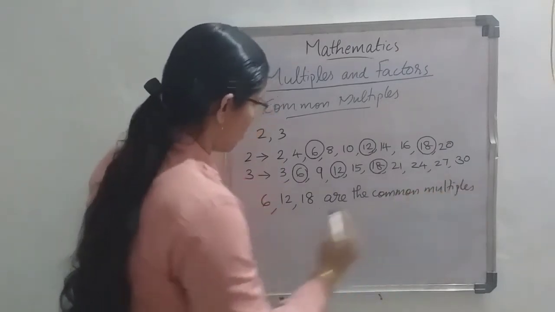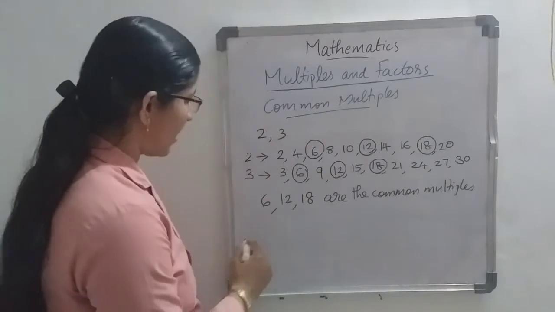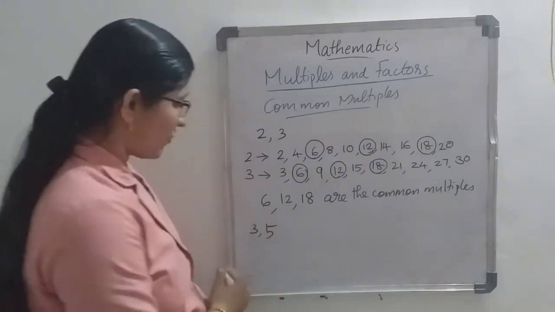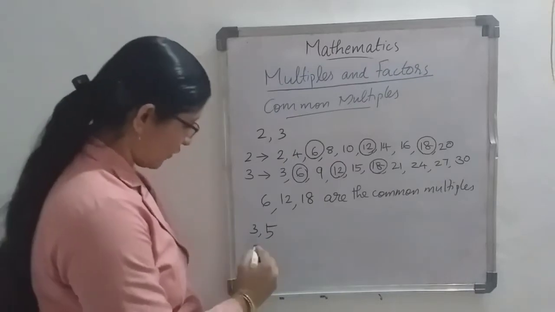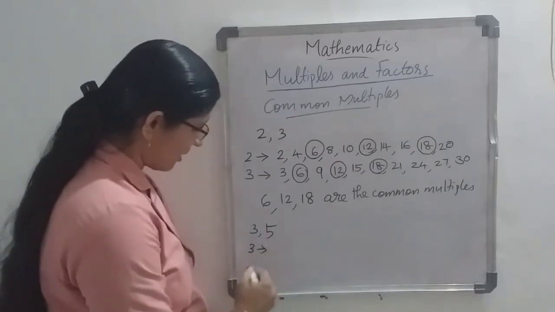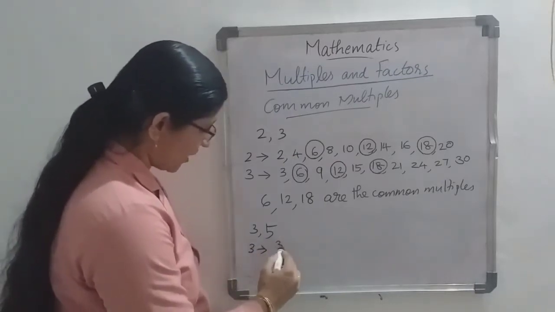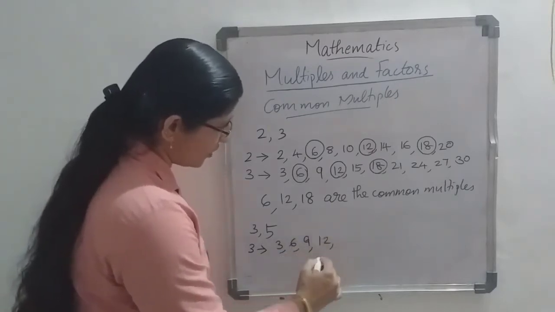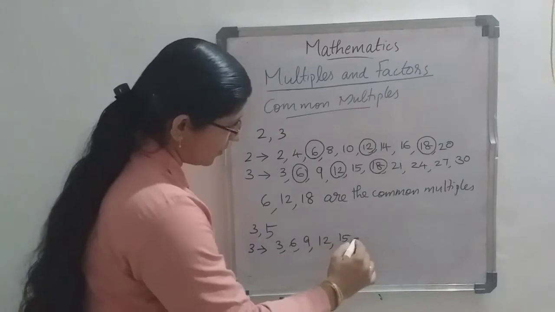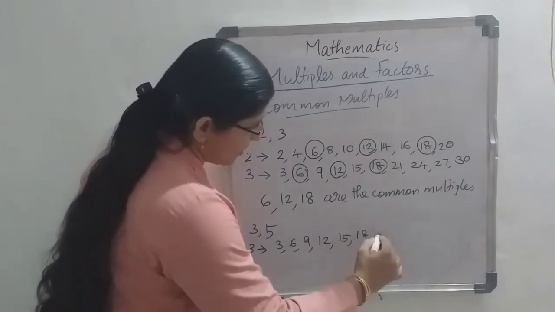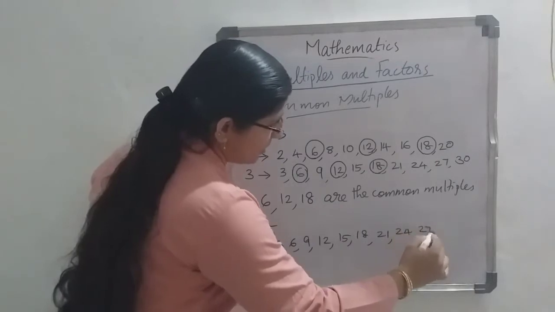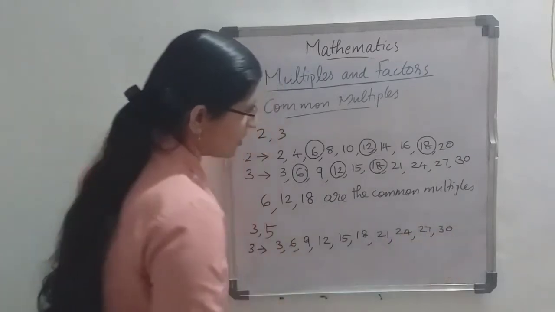One more example I'll show you. Find the common multiples of 3 and 5. You need to find out the common multiples of 3 and 5. So first you need to write the multiples of 3. 1 3 is 3, 2 3s are 6, 3 3s are 9, 4 3s are 12, 5 3s are 15, 6 3s are 18, 7 3s are 21, 8 3s are 24, 9 3s are 27, 10 3s are 30.